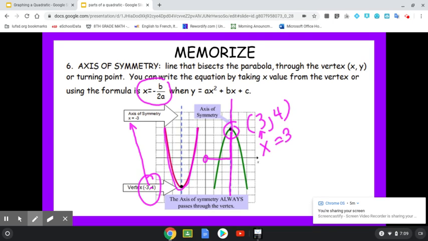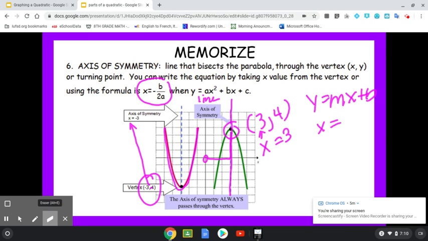Now remember, axis of symmetry is just another word for line of symmetry, and our equations of lines are usually y equals mx plus b. But obviously, since this is a vertical line, it's an x equals line. And we talked about those in the beginning of the year. So just remember, your axis of symmetry is an equation, your vertex is a point, and your roots are two answers. Those are three things you're going to have to remember for the Delta Math today.